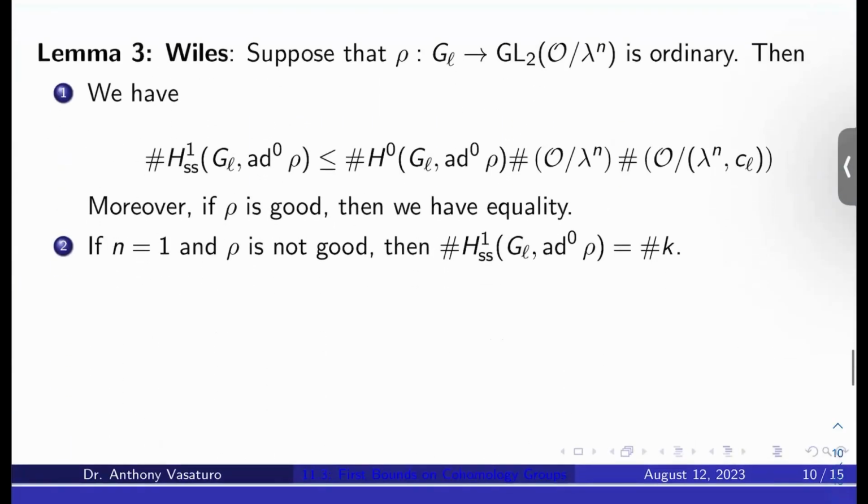Okay, and then lemma 3 is a result of Wiles. It's just a technical computation. Suppose that rho from GL to GL2 of O mod lambda to the n is ordinary, then 2 things are true. First of all, the cardinality of H1SS GL ad 0 rho is at most the cardinality of H0 GL ad 0 rho times the cardinality of O mod lambda to the n times the cardinality of O mod the ideal generated by lambda to the n, and that's C sub L from earlier. And if rho is good, this is actually an equality. Okay. 2, if n equals 1 and rho is not good, then the cardinality of H1SS GL ad 0 rho is nothing but the cardinality of K. Okay.